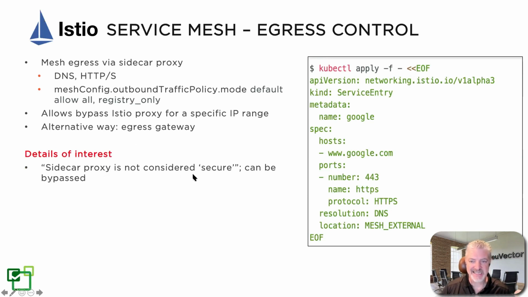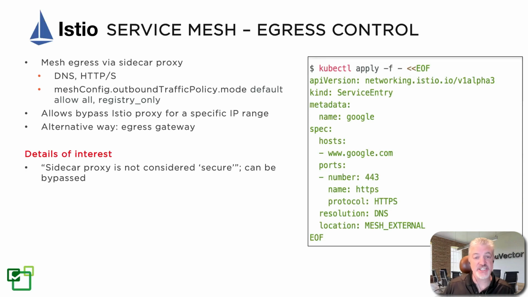Sidecar proxy is not considered secure and can be bypassed. So this is also from the Istio documentation. And basically, what I've heard from customers, and also things that I've read from operational experiences of those that blog about it and different things like that. Istio is really good with HTTP and HTTPS, right? As far as protocol detection. Other protocols, not so much.